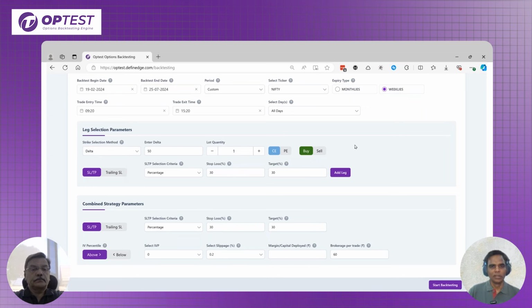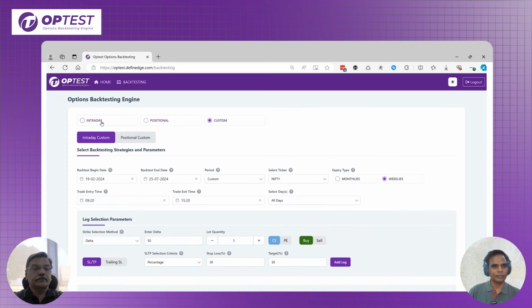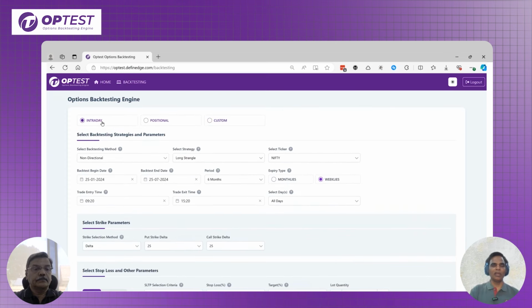All right. So that will be the custom backtesting. Sorry, this will be only intraday. So let's come back to intraday, and then I'll explain everything in more detail, feature by feature. So in intraday, as I said, the entry and exit will be on the same day.